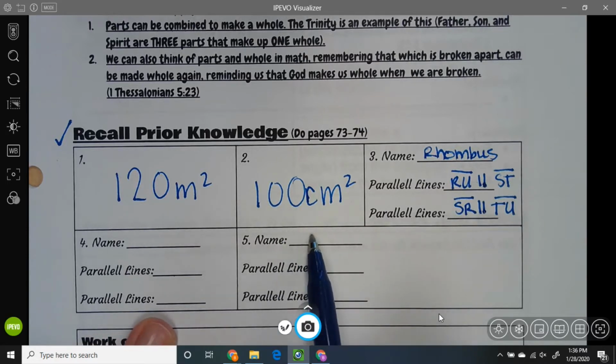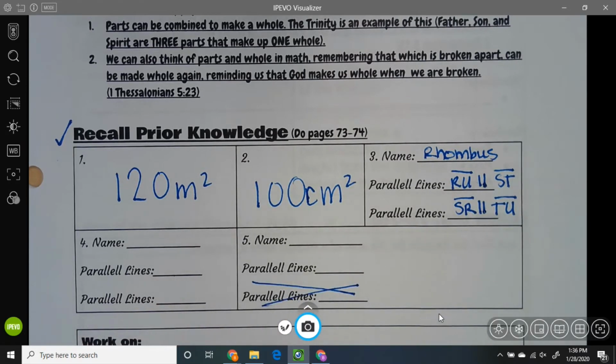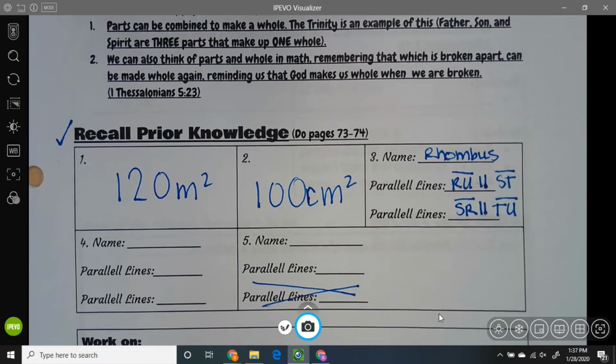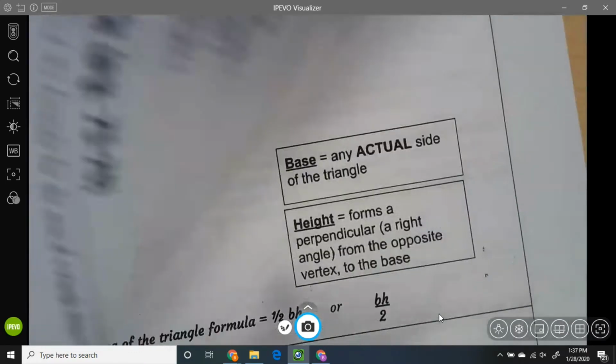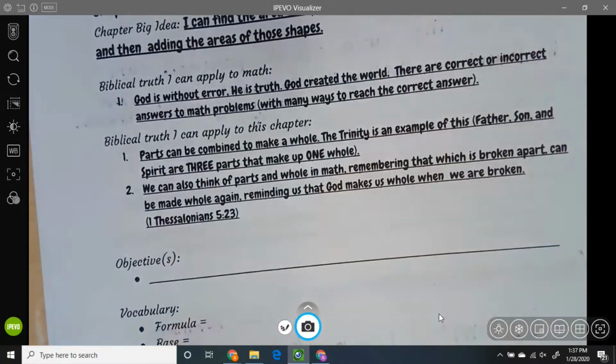And then you have a trapezoid on number 5. And JM is parallel to KL. So there's not a second set of parallel lines on number 5. So some of you know, just based on the recall prior knowledge, that you might need to work a little bit on some information from before this chapter.